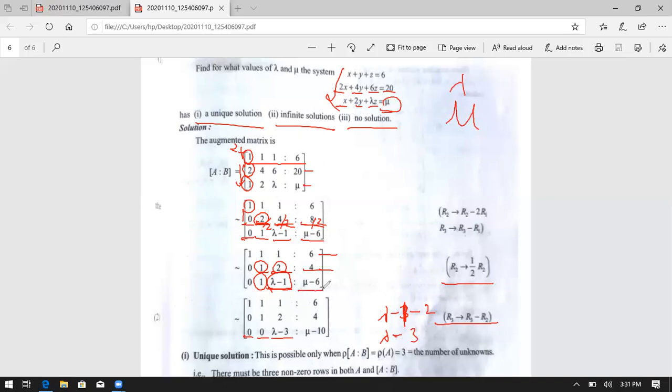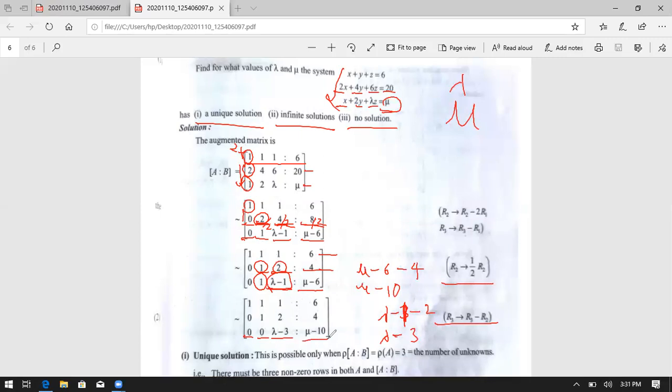Next, here mu minus 6 is there, mu minus 6. Then minus of what is R2? That is the 4 is there. That is mu minus 6 minus 4, that is mu minus 10. I write here mu minus 10.